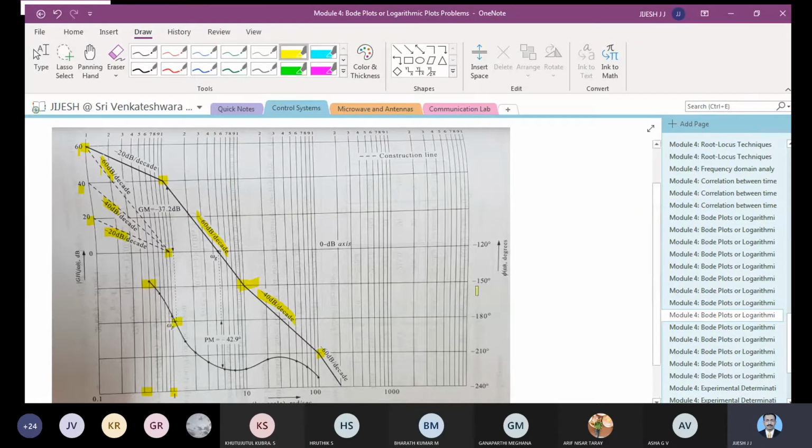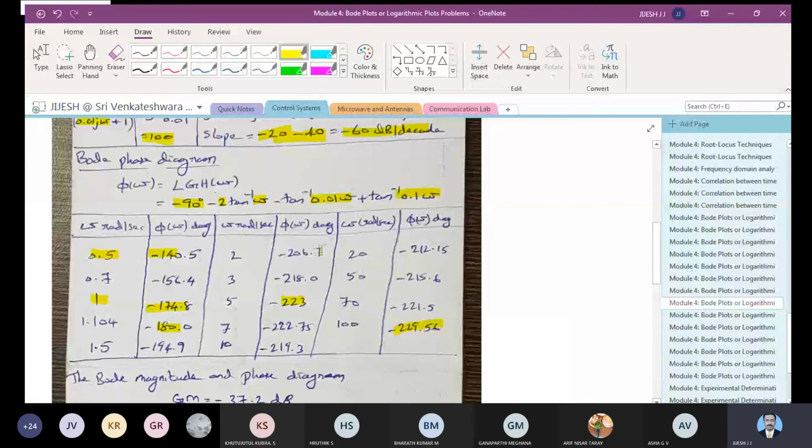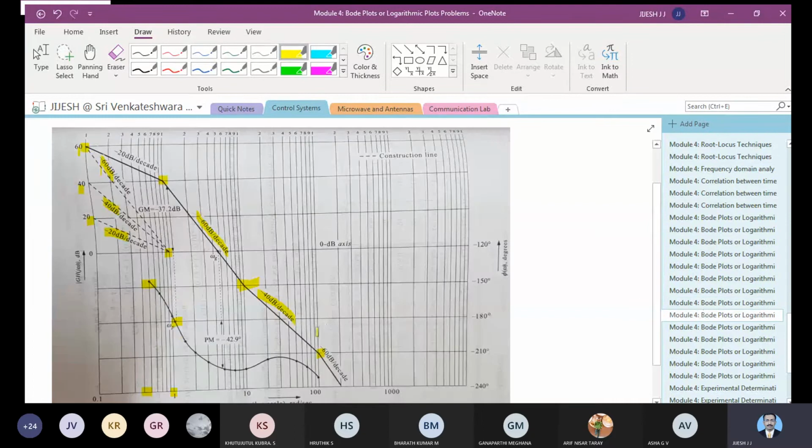So you can see that you need to first draw this entire table for the phase plot, and you have to draw one by one point as per this omega value. So let me take 2. At 2 it is minus 206. So you can see that at 2 this is 1, this is 2, so at 2 it is minus 206. So you can see that I have put a point here.